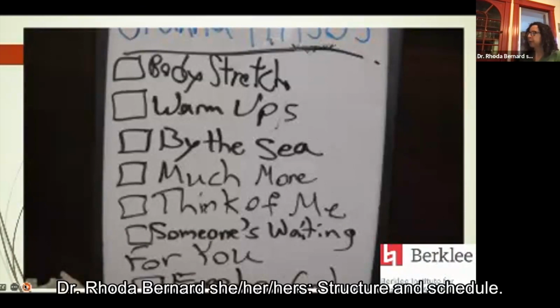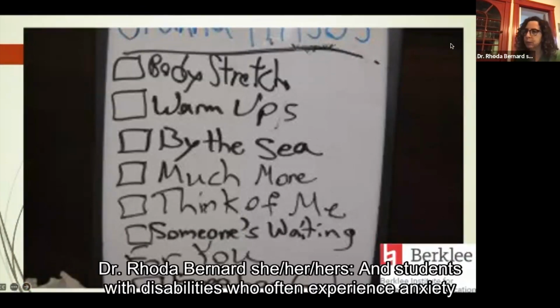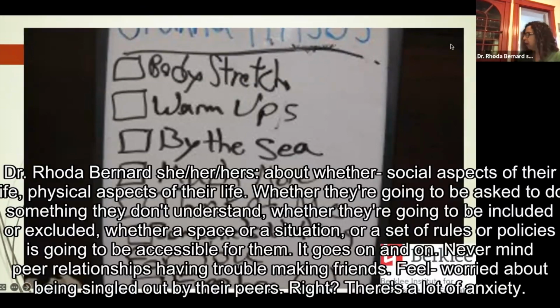Structure and schedule. Every human being on the planet likes to know what's going to happen before it happens. And students with disabilities often experience anxiety about whether social aspects of their life, physical aspects of their life, whether they're going to be asked to do something they don't understand, whether they're going to be included or excluded, whether a space or a situation or a set of rules or policies is going to be accessible for them. It goes on and on.